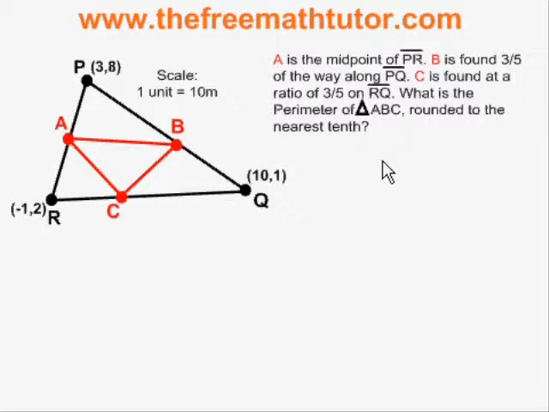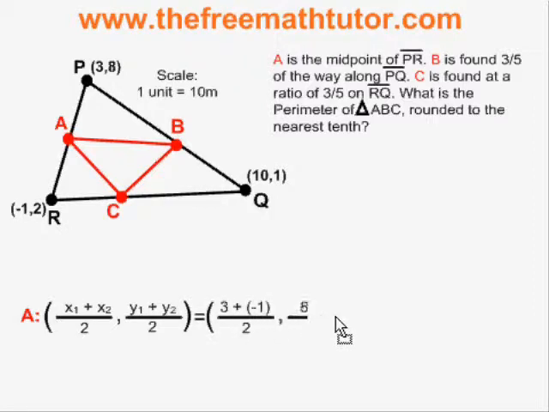First thing we're going to do is find midpoint A. To do that, we are going to use the midpoint formula, which looks like this. Plugging the vertices of P and R into the midpoint formula and simplifying, I get the answer 1, 5. Midpoint A has an x-coordinate of 1 and a y-coordinate of 5. I'll label that in my original drawing. And now it's time to move on to the next step, which is to find point B.